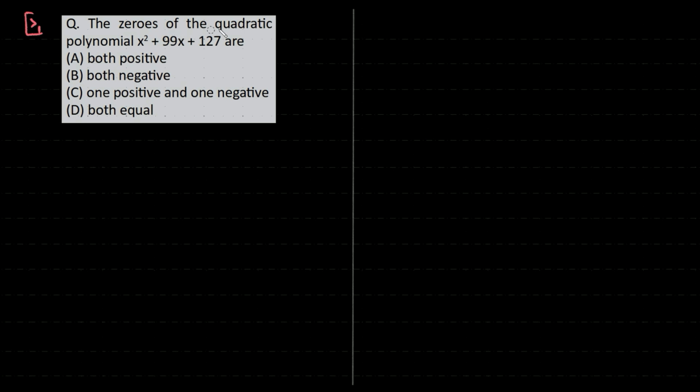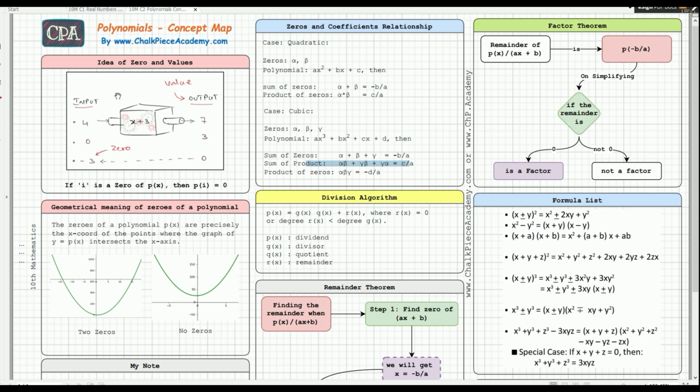The zeros of the quadratic polynomial. So let's recap the idea of a zero, then we'll look at the options. So what is a zero? A zero is the input value which, when put in place of the independent variable, gives the entire expression an output of 0. Right? Minus 3 plus 3 is 0. If I put any other value in this case, I won't get an output of 0.